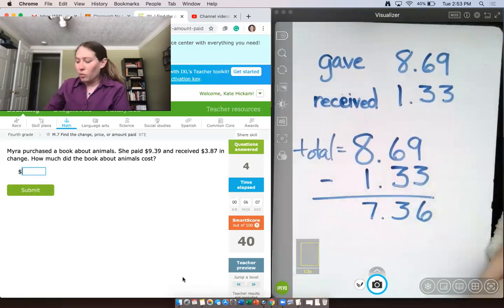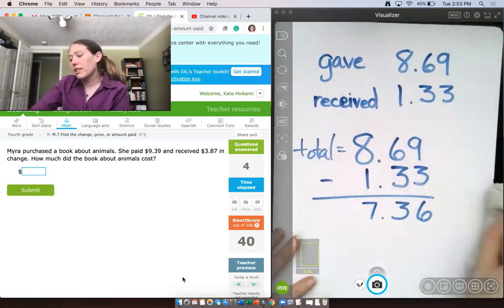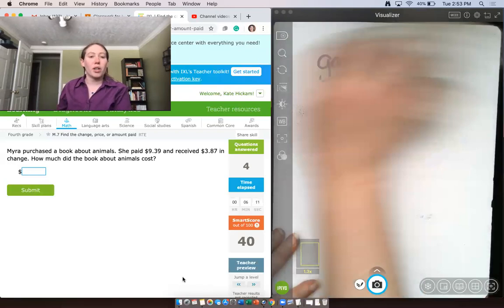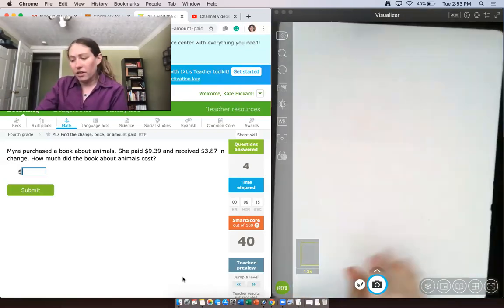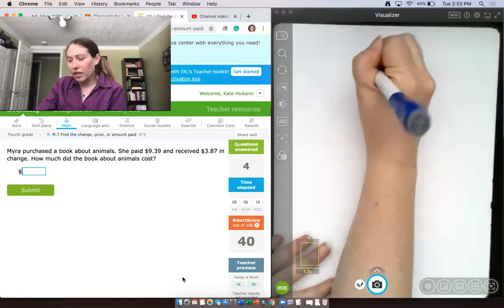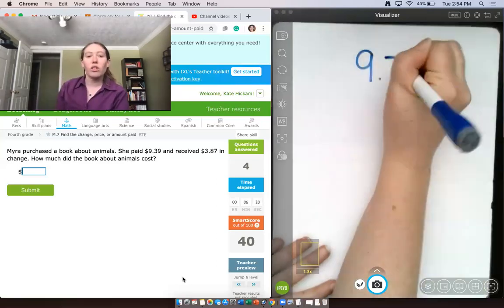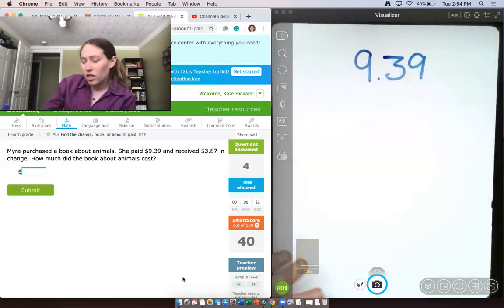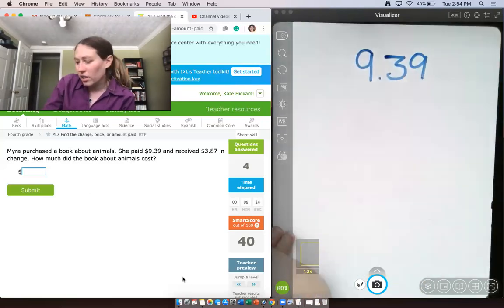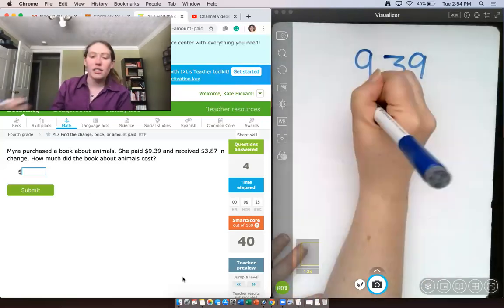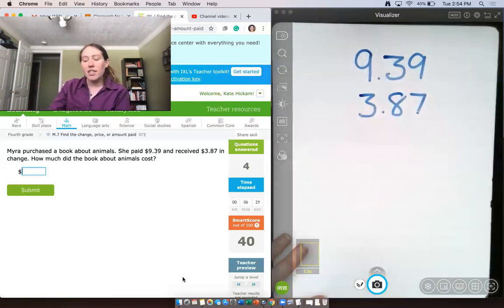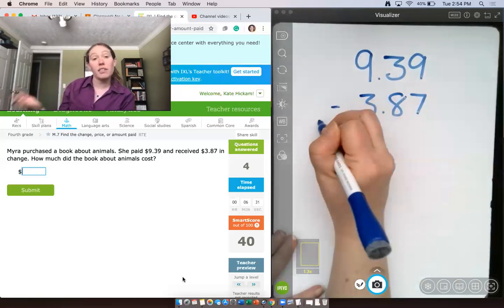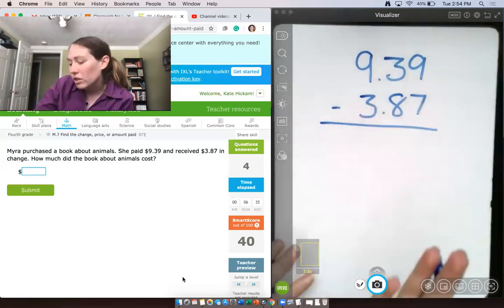All right. Oh, this is a similar one to the one we just did. So she purchased a book about animals. She paid $9.39. So that's the total. She received $3.87 as her change. So whatever the difference is how much she spent on the book about animals.